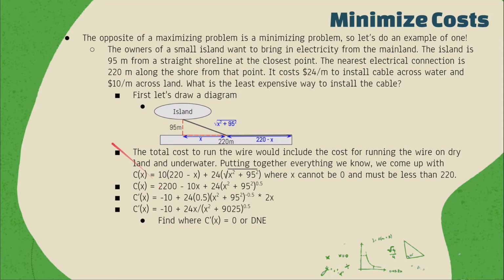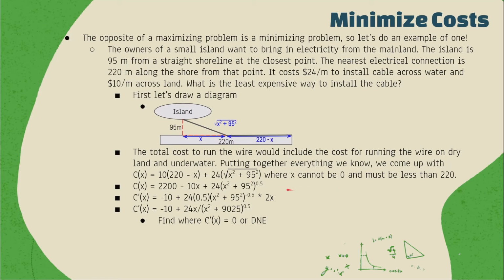So first we open the brackets, right, and we got 2,200. That becomes 0 when we take the derivative of it, which is why we don't see it anymore here. The derivative of negative 10x is simply negative 10. The derivative of this expression is a little bit more complicated because you have to apply your chain rule.